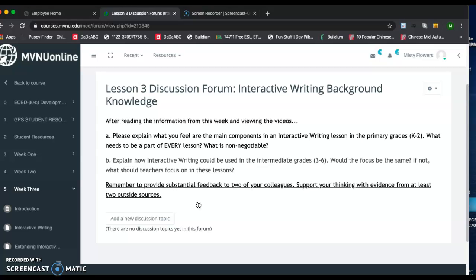B, explain how interactive writing could be used in the intermediate grades 3 through 6. Would the focus be the same? If not, what should teachers focus on in these lessons? So B has 3 parts.